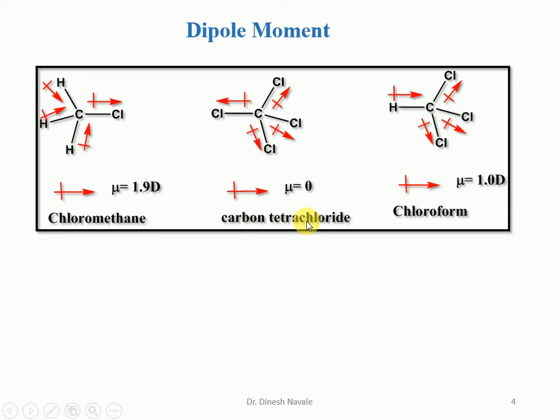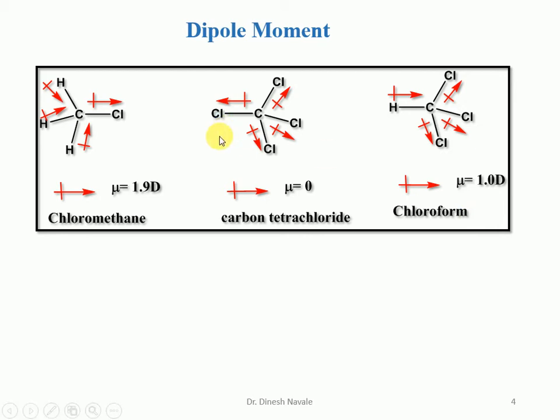But take the same molecule with a slight modification: we replace one of the chlorines by a hydrogen. This becomes chloroform. In this case, the electron density withdrawn towards itself by the 3 chlorine atoms is not cancelled by the electronegativity of the hydrogen atom. So what is going to happen? The overall electron density shifts toward the chlorines, making this molecule a dipole in nature. So mu is equal to 1.0 D. The example is chloroform.